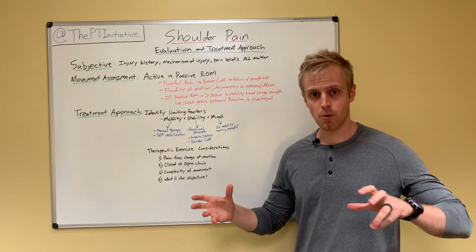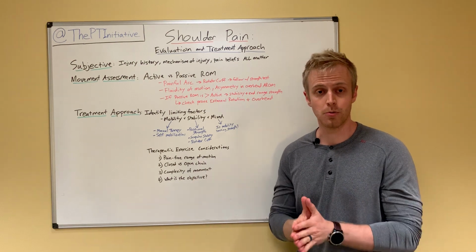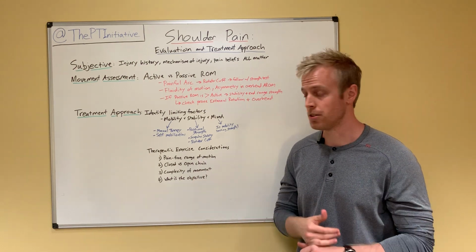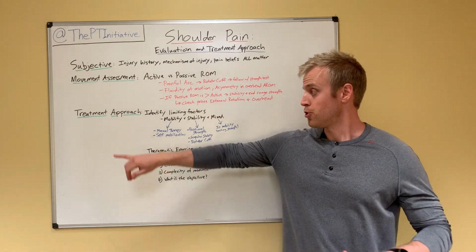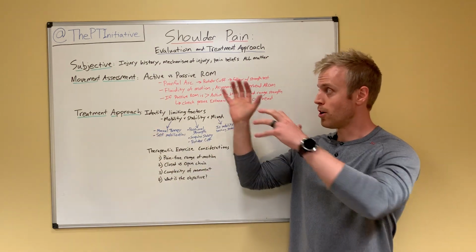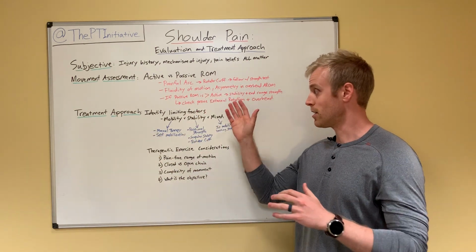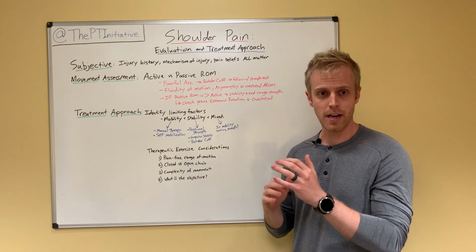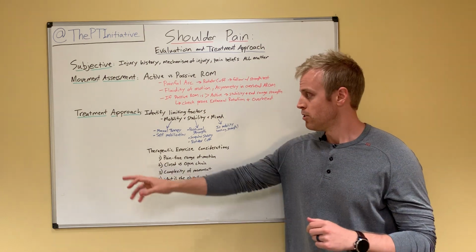And so that's some ways to correlate active versus passive range of motion, which is a really big thing to take into consideration. Moving on to treatment approach. So, okay, we've gone through this full assessment. There's obviously a lot more to it than that, but those are a few nuanced things that I wanted to highlight. So treatment approach.